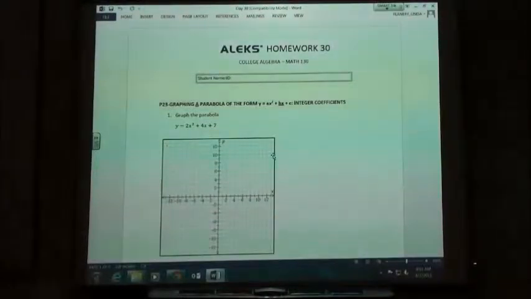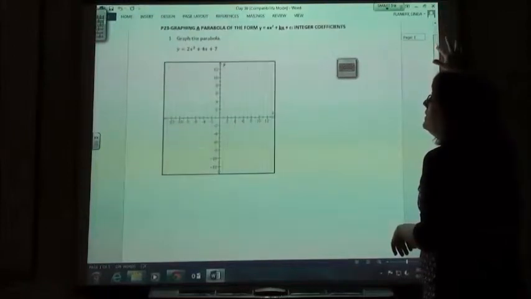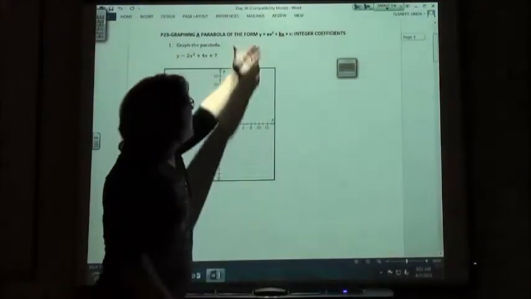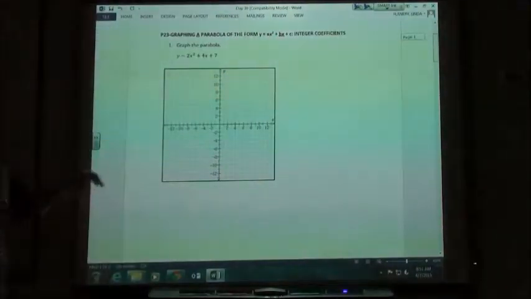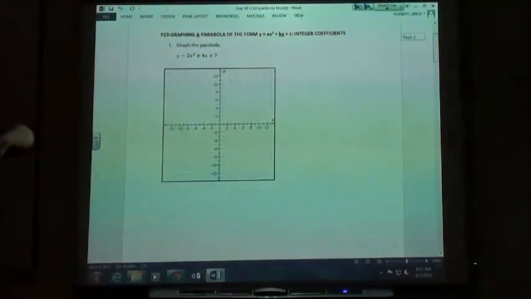All right. So homework 30, move the board up a little bit, starts out with graphing a parabola that's in the form of ax squared plus bx plus c. Before, when you graphed the parabola, it had some parentheses and you had to figure out what the shift was. The whole key to this one is figuring out where's the center of my graph so that I can make my table and plug my numbers in to solve.